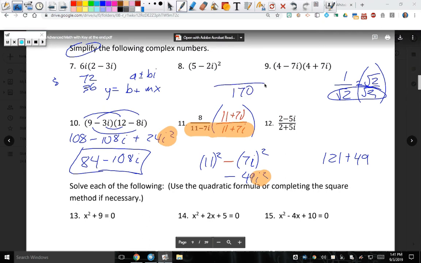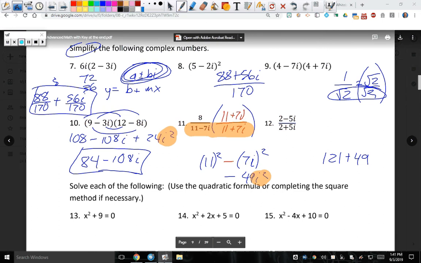The top is still 88 plus 56i. And if you're needing to get it into that form, you could, if you want, just break it up and simplify: 88 over 170 plus 56i over 170, and then just simplify from there, reduce. Okay? We have 2 minutes. All right, so this will be our last problem right here.